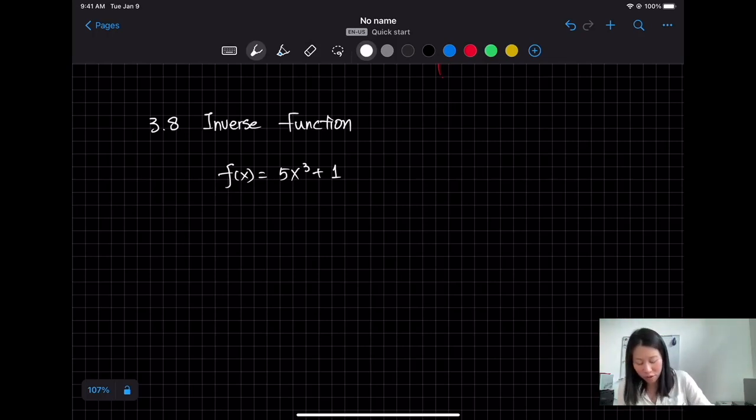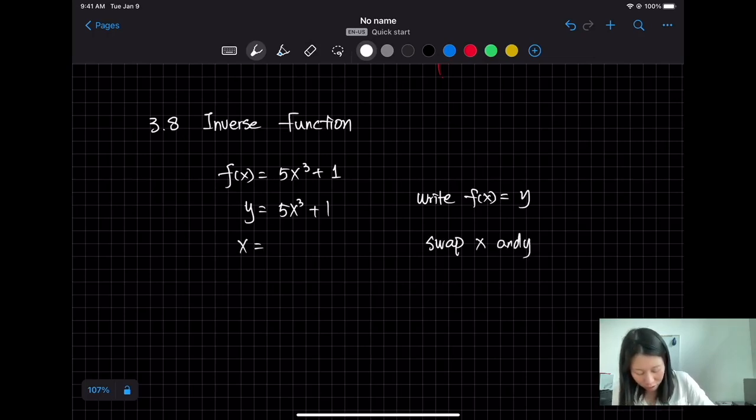Again, the first step is we write f(x) equals y. So I have y equals 5x cubed plus 1. And then you need to swap x and y. I have x equals 5y cubed plus 1. And then solve for y.